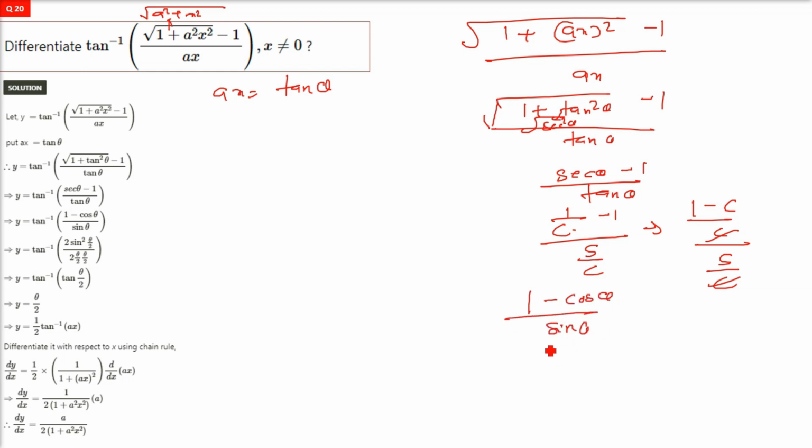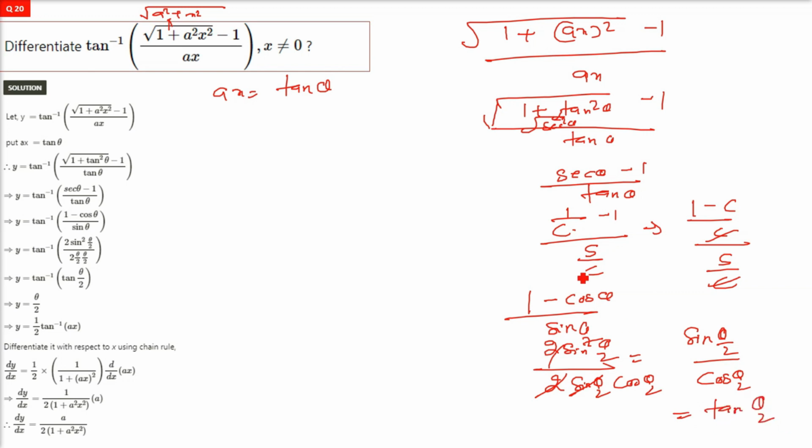Again we can simplify it. 1 minus cos theta we have just seen: it is 2 sin square theta by 2. Sin theta is 2 sin theta by 2 cos theta by 2. You can cancel this 2 and one of the sines. So sin theta by 2 over cos theta by 2 is tan theta by 2. So finally we got tan theta by 2, which we wanted, because outside it is tan inverse. So tan inverse tan theta by 2. Now you can just cancel it. Why? Because there is no boundary given. You can find the direct answer: theta by 2.